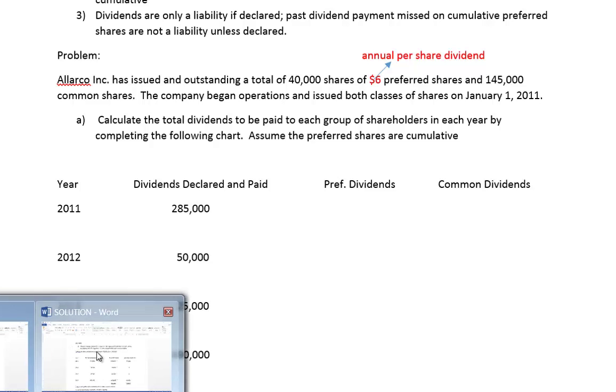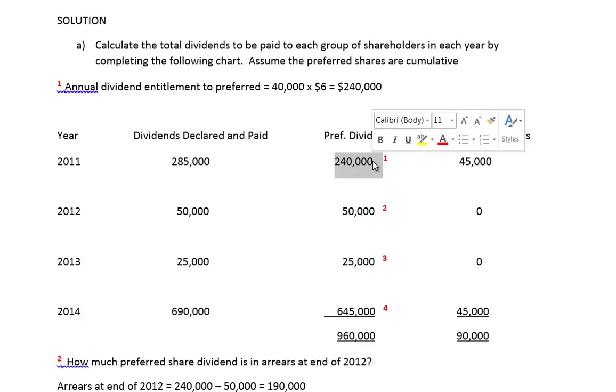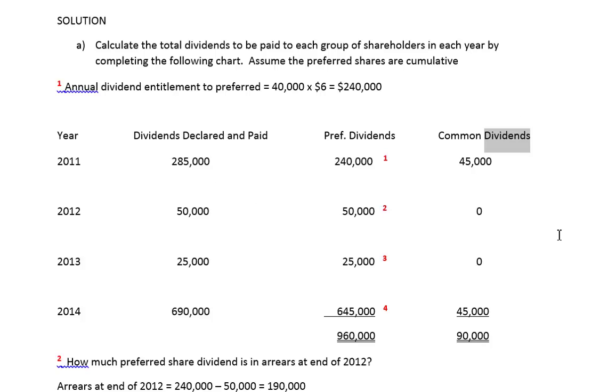Well, let's have a look at the solution. Again, because the preferred shareholders are entitled each year to $240,000, that's their entitlement. It doesn't mean they'll get it. They only get what's declared, right? So that's their entitlement. Well, you can see if we declared $285,000, we have more than enough to settle their entitlement. They're going to get $240,000. But the common are only going to get what's left of the $285,000. So once the preferred shareholders are paid, they get $240,000 of that $285,000. The other $45,000 goes to common shareholders. So that's their dividend. All right?